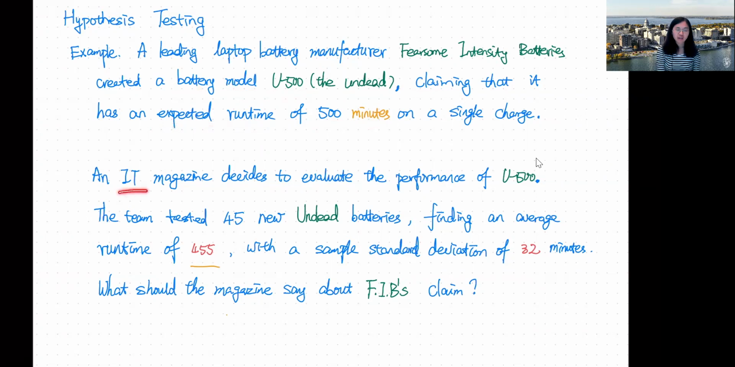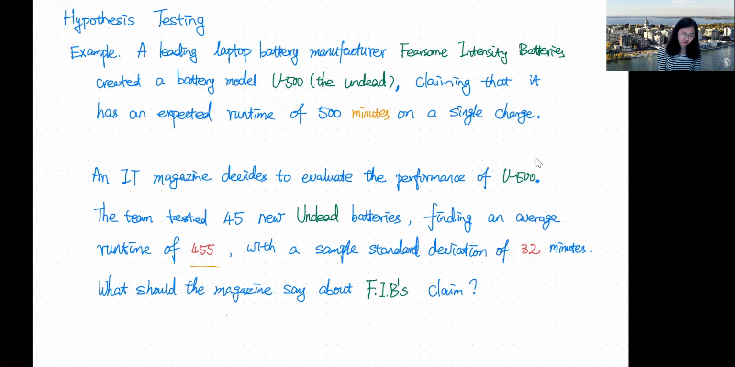And suppose you are an editor at an IT magazine and you want to evaluate the performance of the battery. You want to know whether the company's claim is the fact or not. So your team got your hands on 45 new batteries and you test them. You find that the average runtime of the 45 batteries is 455 minutes with a sample standard deviation of 32 minutes. What should you say about the company's claim?